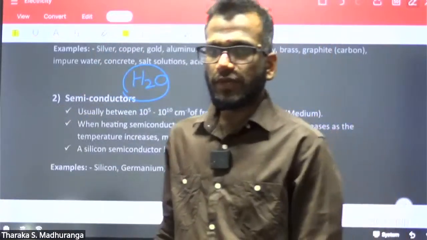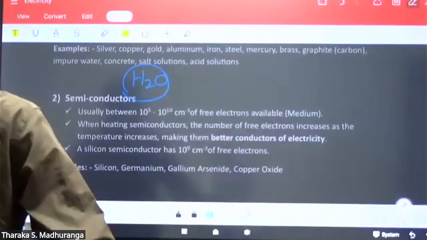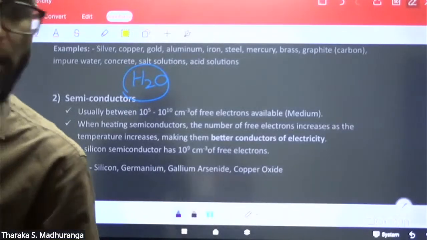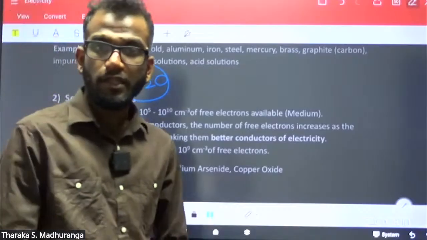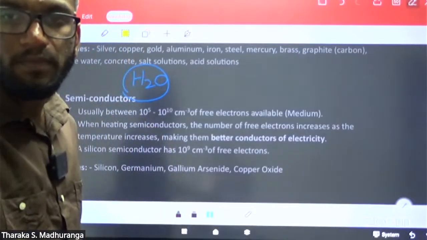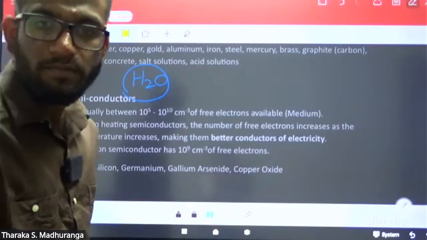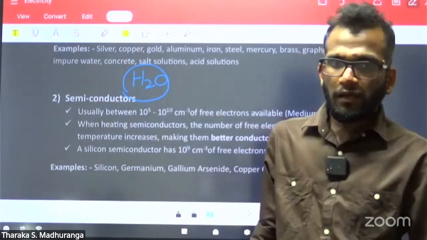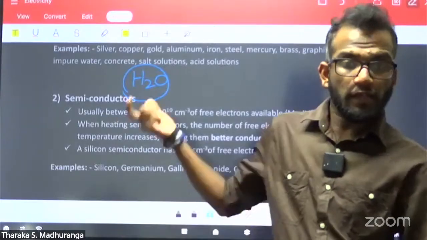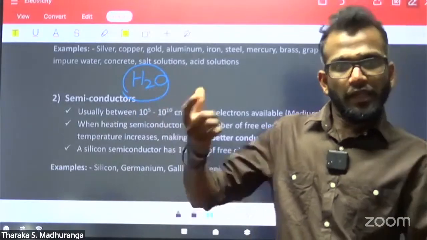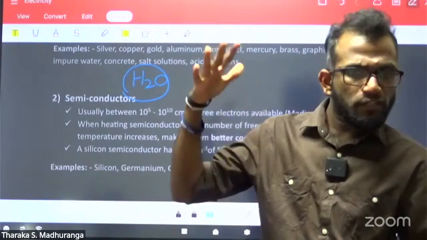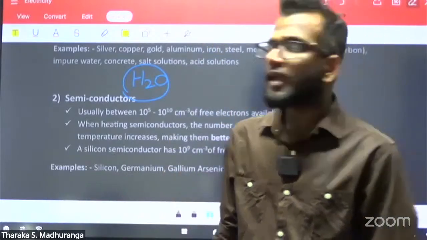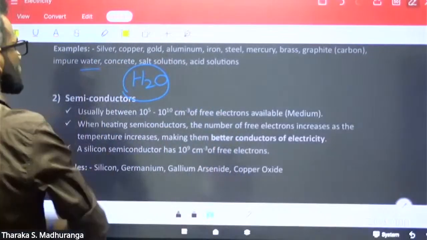Good, Isuru. Pure H2O, pure water, is not an electric conductor. They are insulators, or poor conductors. That means pure water has very few free electrons. But I have given water here.